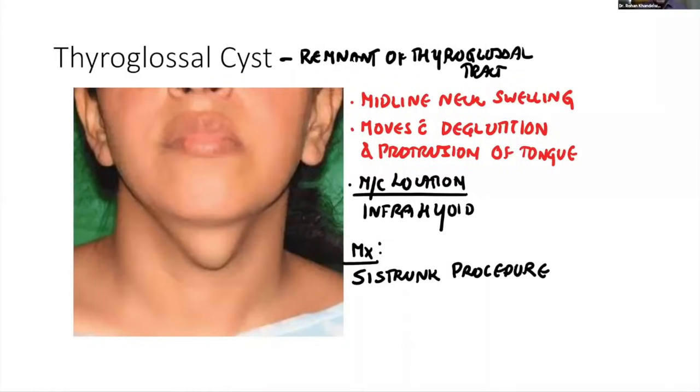It is infrahyoid. And please mind you, surgery is not incision and drainage. Asked many times, it is not incision and drainage. It is Sistrunk's procedure. Sistrunk's procedure is when we remove the cyst along with the tract right up till the base of the tongue, and part of the hyoid bone is also removed. So entire swelling, tract right up till the base of the tongue, plus part of the hyoid bone.